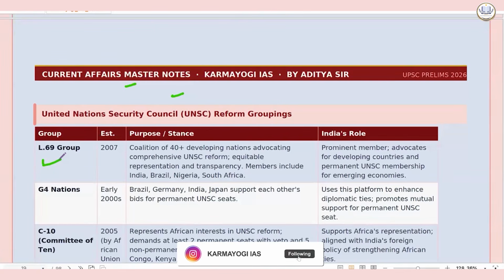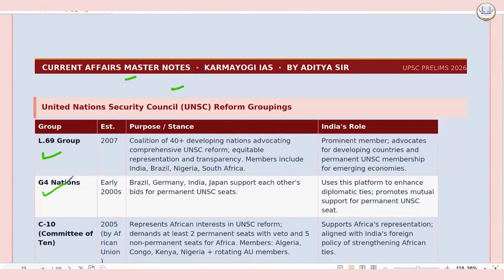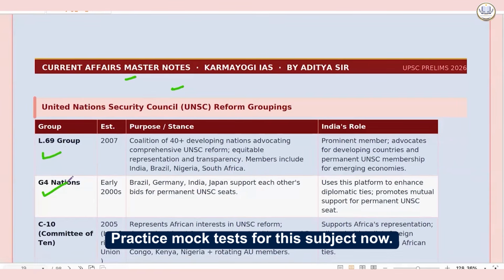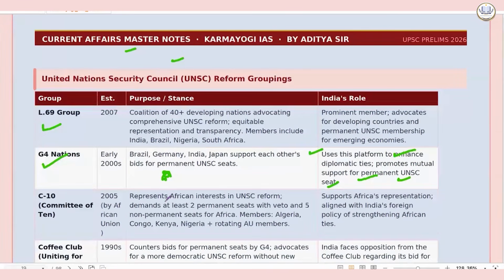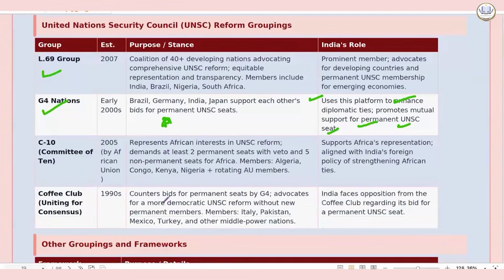Countries like Brazil should have representation, India, largest democracy. G4 nations, early 2000s. So Brazil, Germany, India, Japan support each other's bids for having a permanent berth in UNSC. Uses this platform to enhance diplomatic ties, promotes mutual support for permanent UNSC seat. There is a Coffee Club which opposes it, specifically for India; Turkey, etc. is part of it. Coffee Club, Uniting for Consensus. Counter bids for permanent seats by G4.